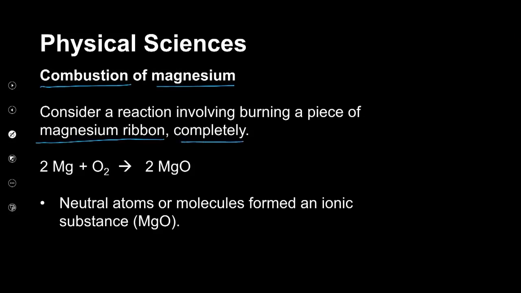Now, here's the balanced equation of the reaction between magnesium and oxygen to give us a product, which is magnesium oxide. So what do we know? We know that neutral atoms or molecules formed an ionic substance, which is magnesium oxide. So this is a formula unit of magnesium oxide. Now this formula unit is based on a cation and an anion, with magnesium 2+. So where does this magnesium 2+ come from?